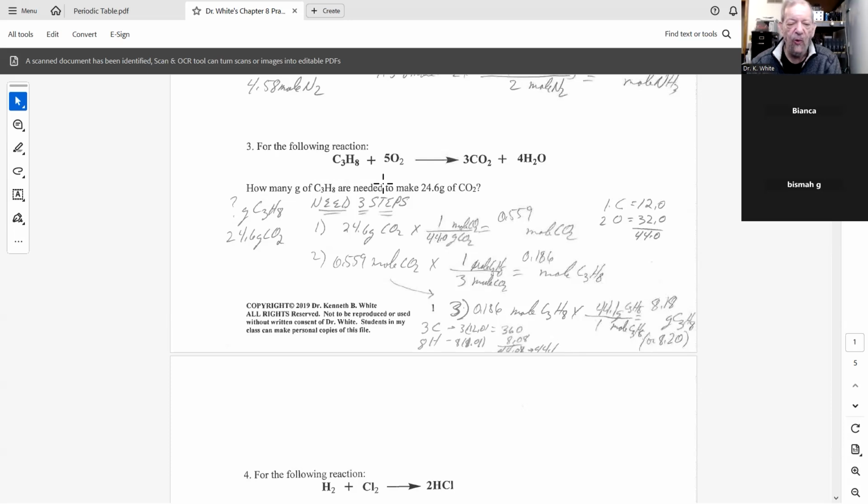But anyways, what this tells me is 1 mole of C3H8 reacts with 5 moles of oxygen to make 3 moles of CO2 and 4 moles of H2O water. Again, the coefficient in front of the molecule or atom in a balanced chemical equation gives you the molar ratios, how many moles. And when there's no number, it's the number 1.